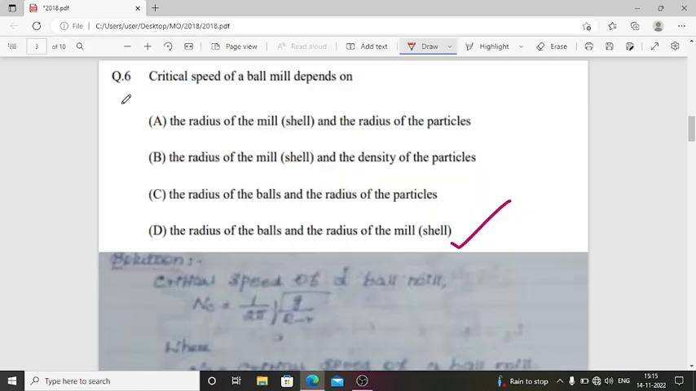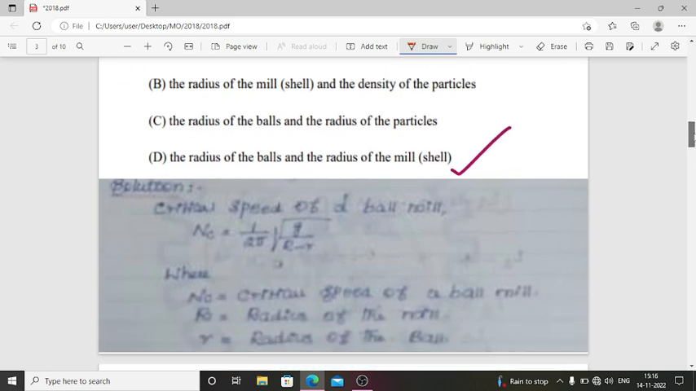Question number 6. Critical speed of a ball mill depends on. We have 4 options. So the first option, radius of the mill and the radius of the particle. Second option, radius of the mill and the density of the particle. Third option, radius of the ball and the radius of the particle. Last option, radius of the ball and the radius of the mill. So answer for this question is option D. I am going to explain how it is.